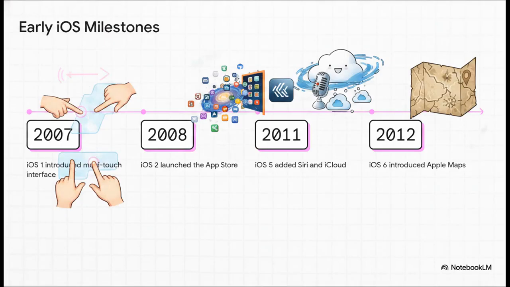Over the next few years, those early limitations were rapidly solved. In 2007, iOS 1 gave us multi-touch. Just a year later, iOS 2 brought the App Store, which transformed the phone from a closed system into this limitless platform. Jumping to 2011, iOS 5 brought the cloud and voice control with iCloud and Siri, and then in 2012, iOS 6 replaced Google Maps with Apple Maps. But by this point, those heavy physical textures, they were really starting to feel a bit dated.